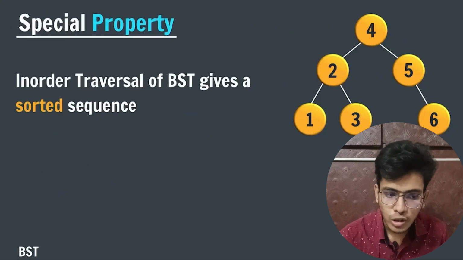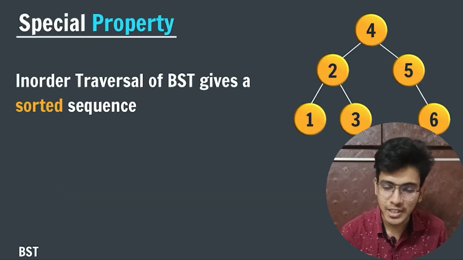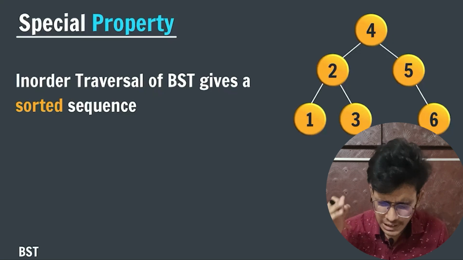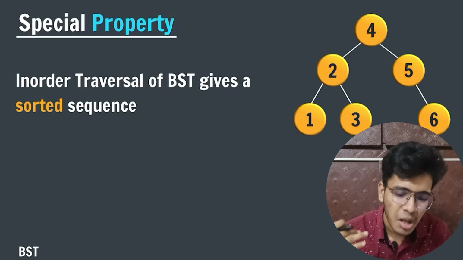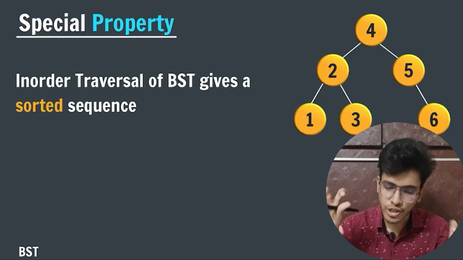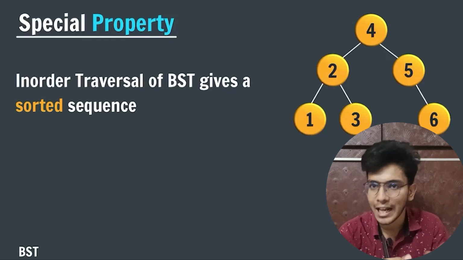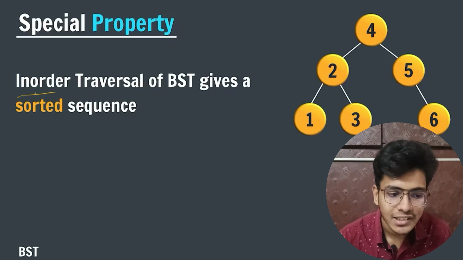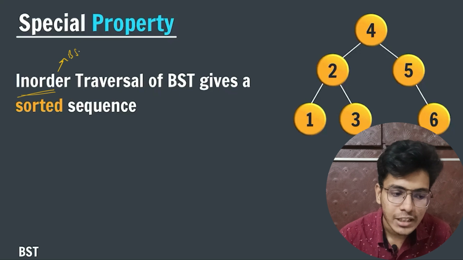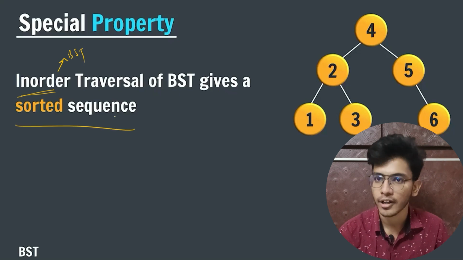Now let us talk about a special property of BST that you need to remember, and this might get used a lot of times when you are solving questions of BST. This property will help you a lot, and the property is that if you perform in order traversal for a BST, then you will get the elements in sorted order.